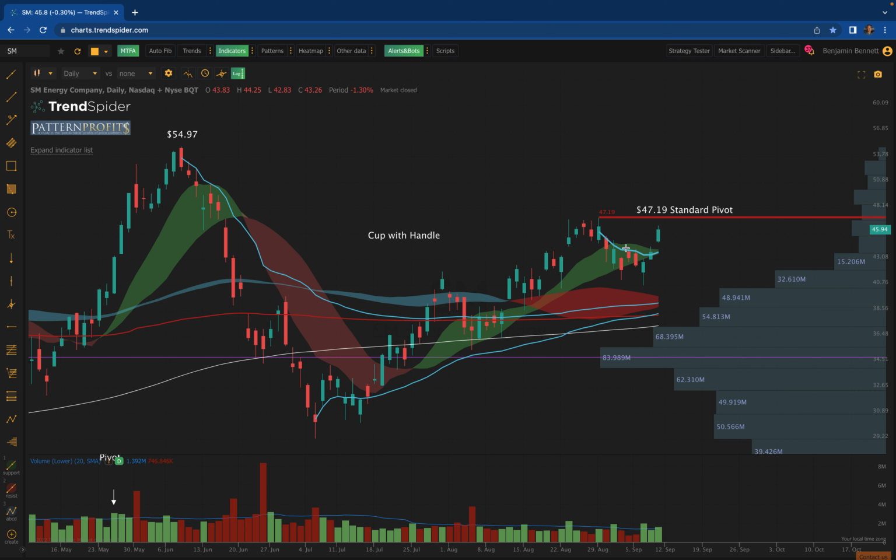Cup with handle pattern here in SM, 47.19 the standard pivot above. Reclaim that anchored VWAP from off of that swing high. That was reclaimed there on Friday. 10-20 cloud just below, anchored VWAP just below. You're going to see a lot of these that look very similar. 47.19, the standard pivot above.